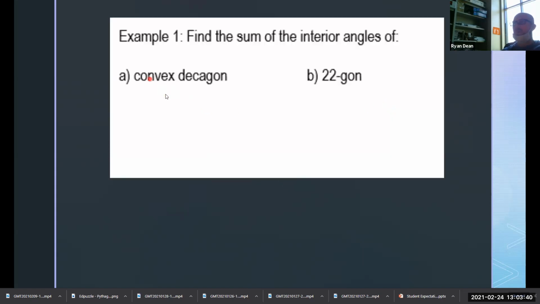Okay, so let's go ahead and start taking a look at some of these examples here. The first thing that we need to do is determine what we're looking for. In this case, we're trying to find the sum of the interior angles of a 22-gon for part B, and for part A, a convex decagon. The first thing that we're going to do is write down the formula.